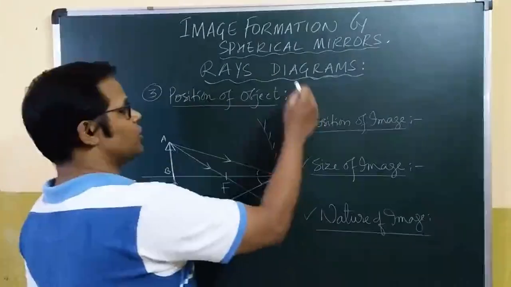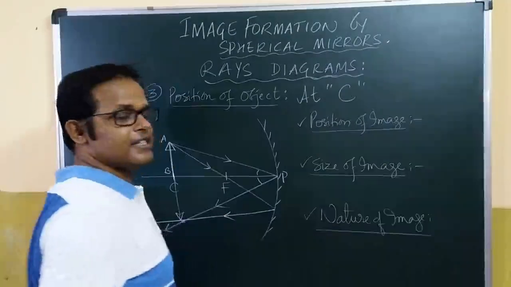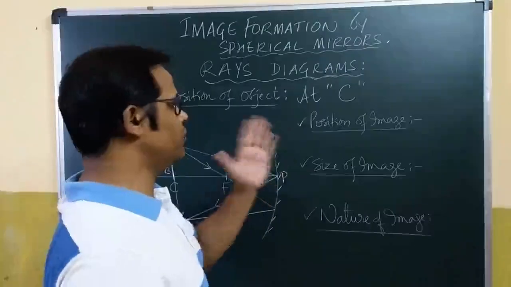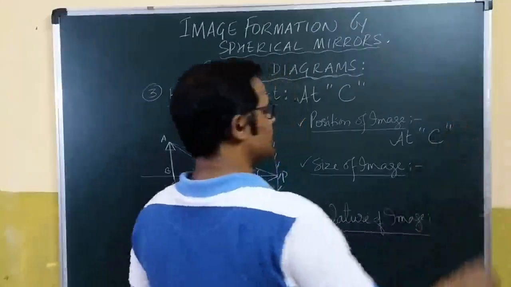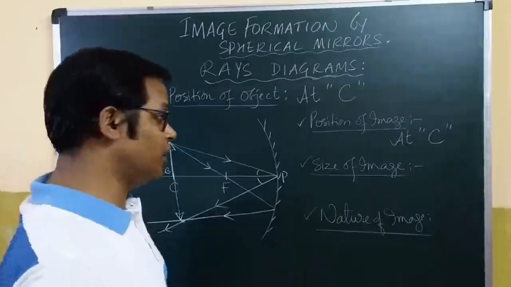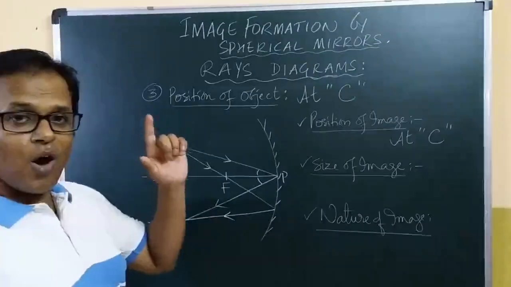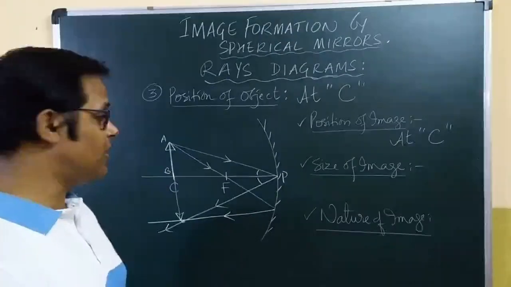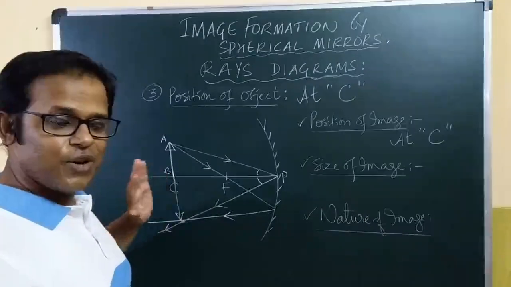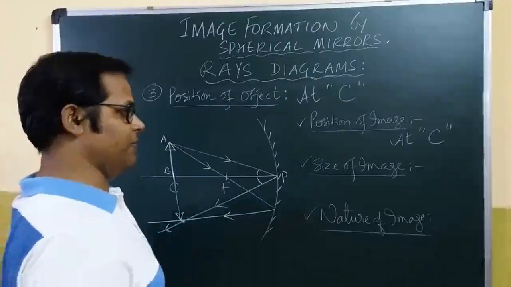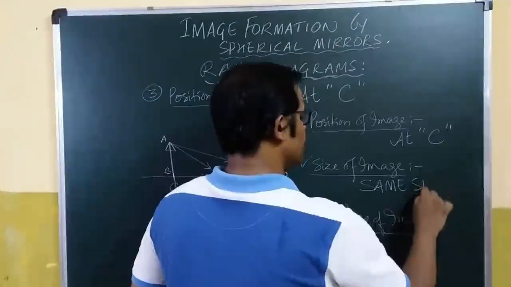So the position of the object was at the capital C. C is standing for center of curvature. Position of the image also is exactly the same. We write it is at C. Size of the image, my dear students, very important position. I told you this is the only position for concave mirror where the size of the object and the size of the image is going to be exactly the same. Okay, so you're going to get a same sized image.